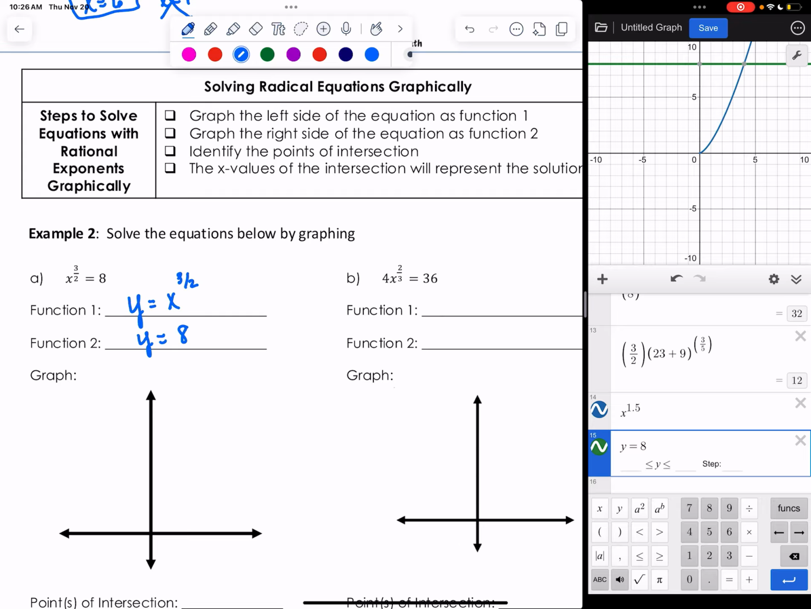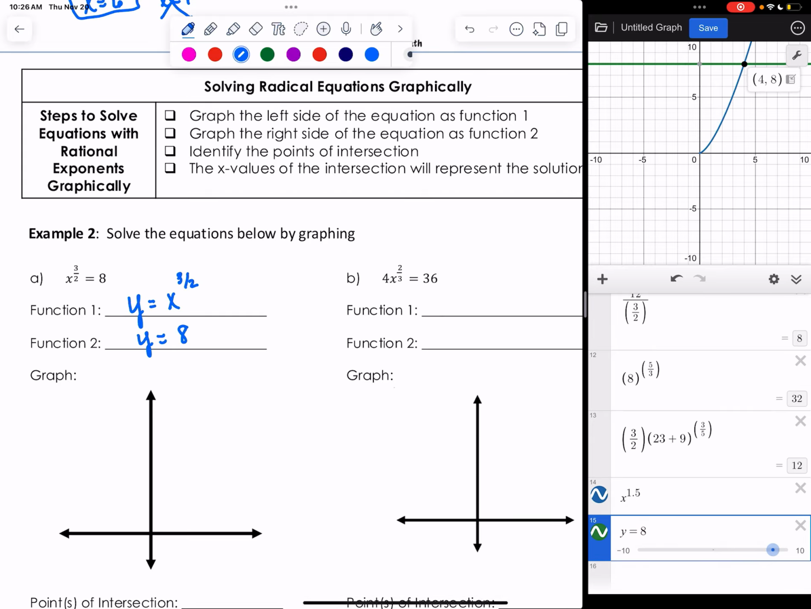Now, you can see that they intersect here. And so I'm going to put my finger on it. It intersects at 4, 8. Now, what I want to do is just draw a rough sketch of this.